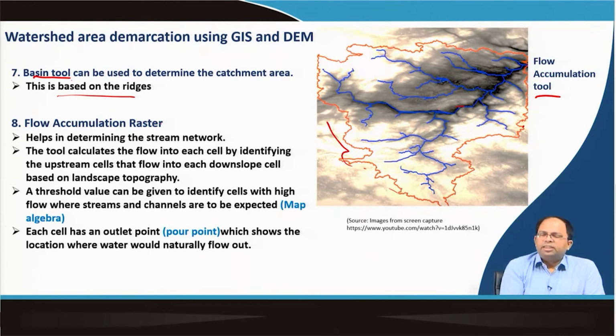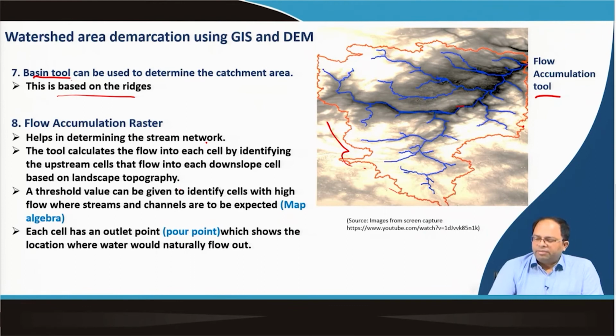And this is achieved by the D8 algorithm, and this helps in determining the stream network. The tool calculates the flow into each cell by identifying the upstream cells that flow into each downslope cell based on landscape topography. So, I have already shown via the algorithm that we can add up all those directions of flow and then we get a score. The important step is that a threshold value is given to identify cells with high flows where streams and channels are to be expected. That means, for certain cells we give a threshold value.